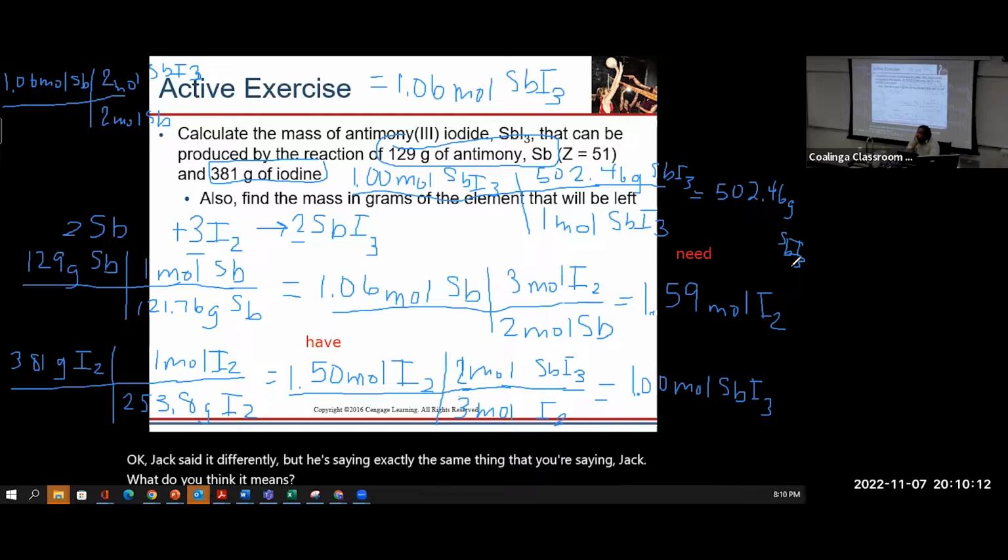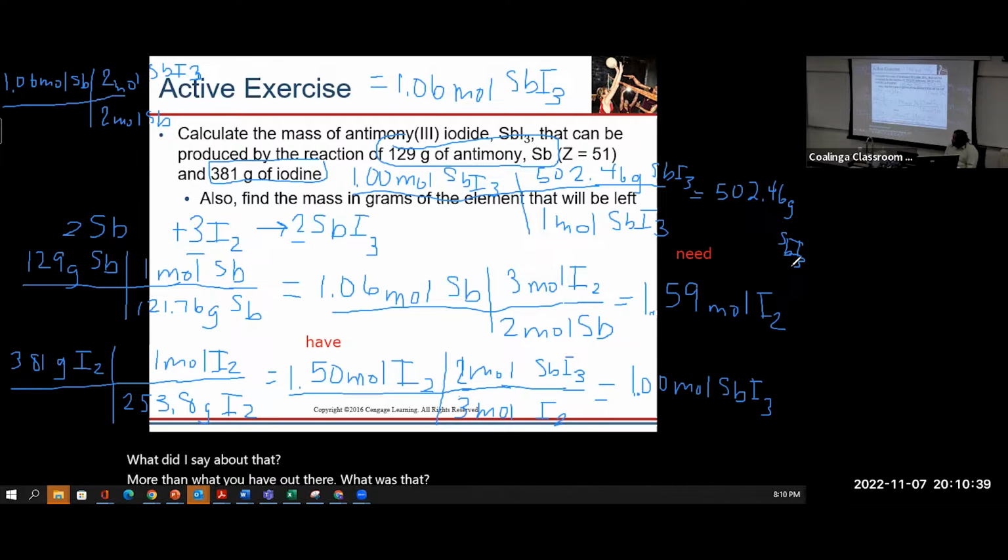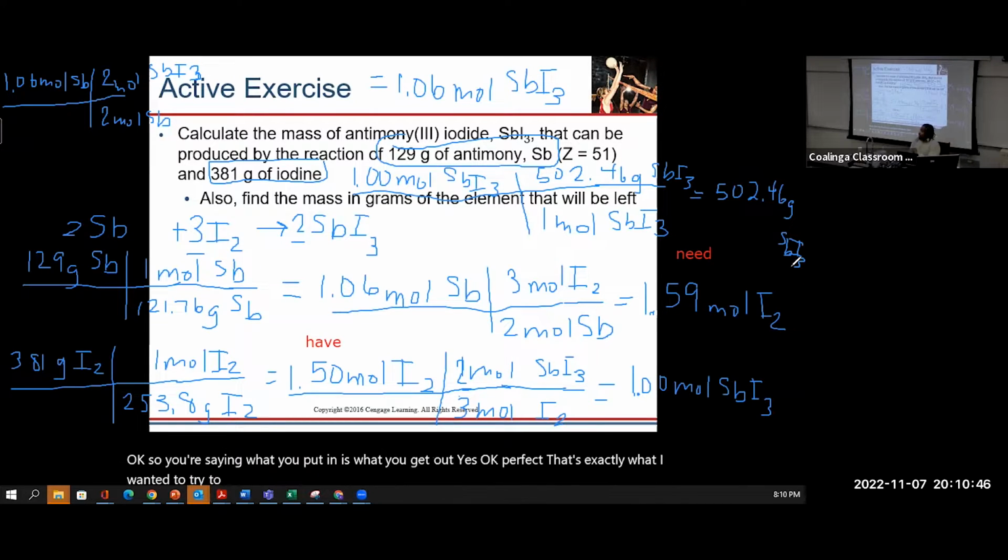Can't lose, okay. That's what Gabriel said. But what does that mean? It's like a chemical equation, you can't change the source. You can add or take away, what don't you have? Okay, so you're saying what you put in is what you get out. Yes, perfect. That's exactly what I wanted to get. So what we put in is what we must get out.